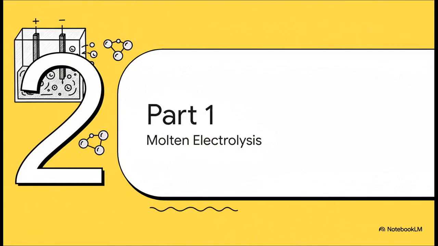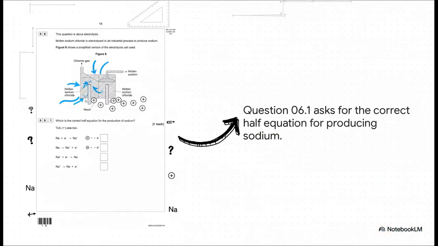So, first up, we're diving into the world of molten electrolysis. This is where we're dealing with sodium chloride that's been heated up so much it's melted into a liquid. The most important thing to get your head around here is that there's absolutely zero water involved. None. Okay, so the first part here for 1 mark is a multiple choice question about a half equation.